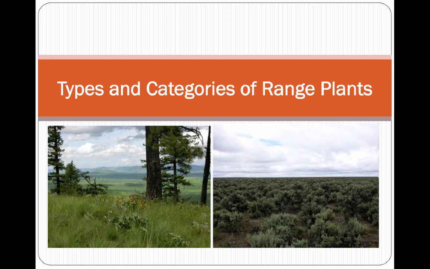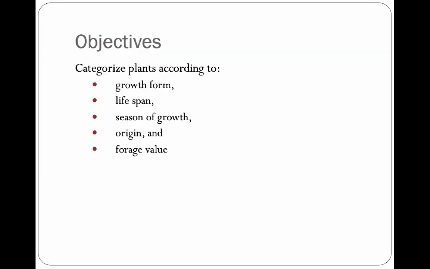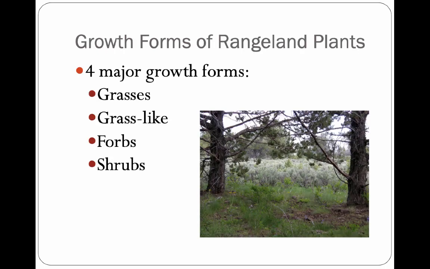This lecture is going to focus on the types and the categories of plants that we commonly find on rangeland. So, plants are normally categorized according to a couple of different criteria, which includes their growth form, how often they grow, if they're annual or perennial, their lifespan, what season they typically grow in, like a cool season or a warm season grass, their origin, and what they offer to the grazing animal.